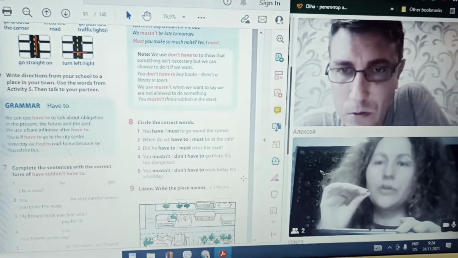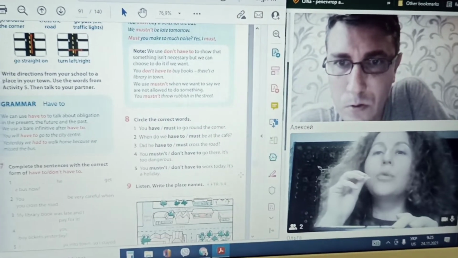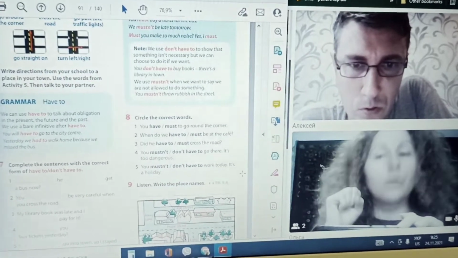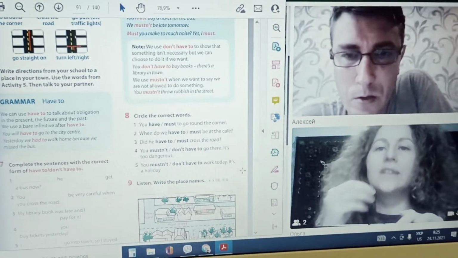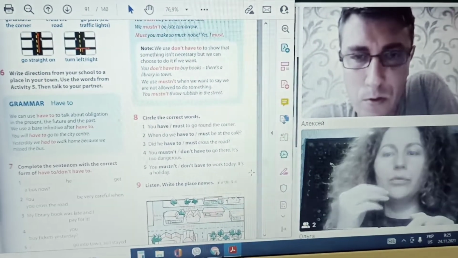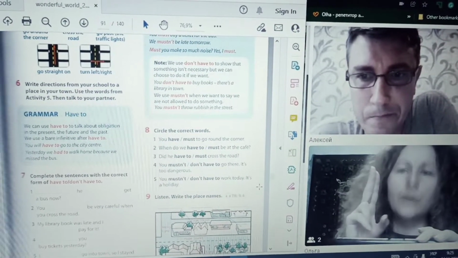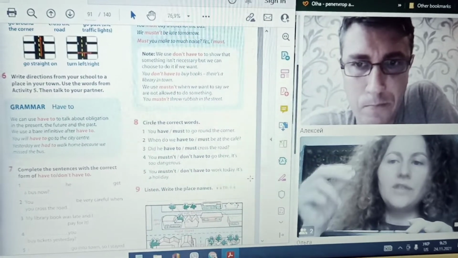First of all, have to. We use have to with three tenses. Have to sounds more polite, not so strong, softly. It's a recommendation that we can follow, or we have a choice. When we use have to, we have a choice to do something. Then, the opposite, we have must.